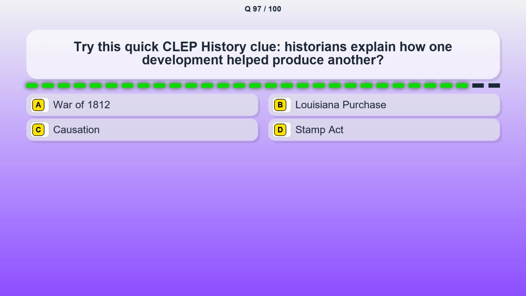Question 97. Try this quick CLEP history clue. Historians explain how one development helped produce another. Option A, War of 1812. Option B, Louisiana Purchase. Option C, Causation. Option D, Stamp Act.